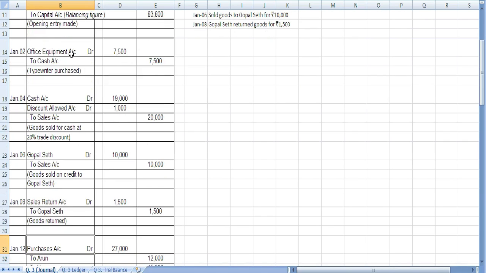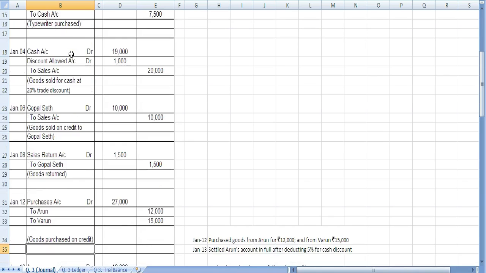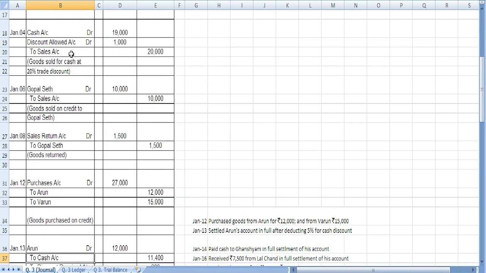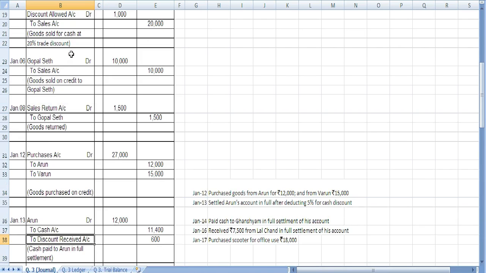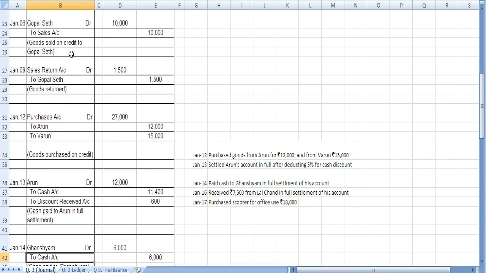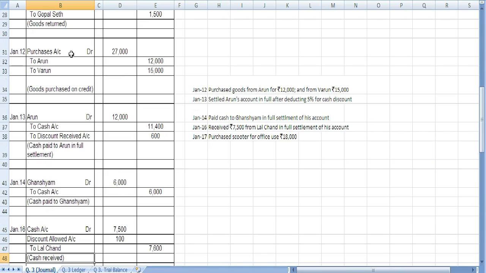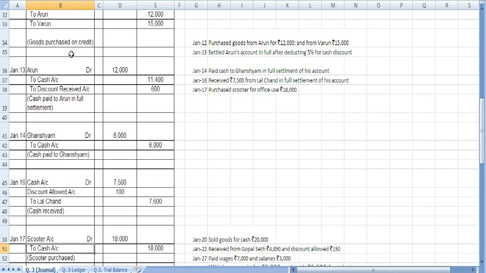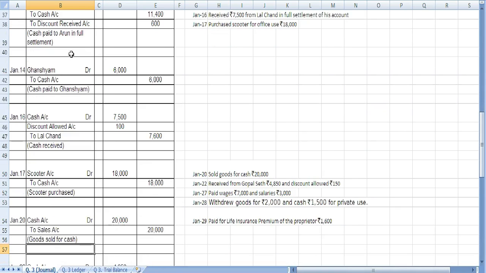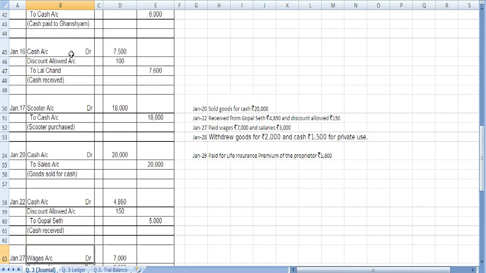Purchase we have to make. Arun, Varun, Arun already made. Cash already made. Discount received we have to make. Ghanshyam, it's made already. Cash is made already. Both are made already. Okay, so we have here scooter we have to make. Then we have to make, these are all made.